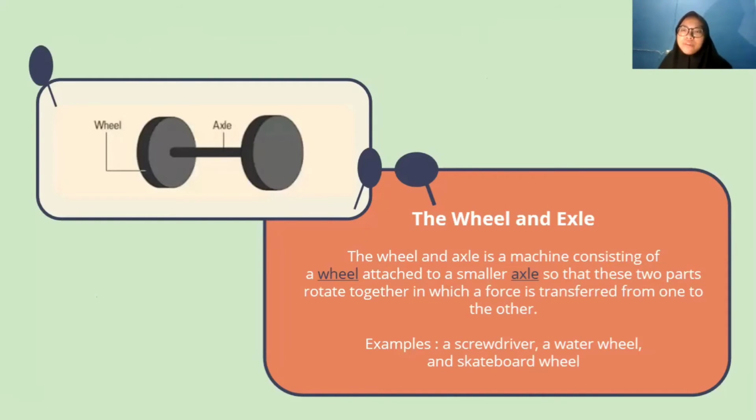And the other type of simple machine is the wheel and axle. Like at the beginning, it's about the cars. It applies the wheel and axle concept. So what is the wheel and axle? It is a machine consisting of a wheel attached to a smaller axle, so that these two parts rotate together, in which a force is transferred from one to the other. Examples are a screwdriver, a water wheel, and a skateboard wheel.